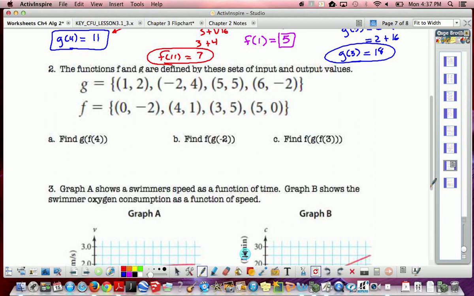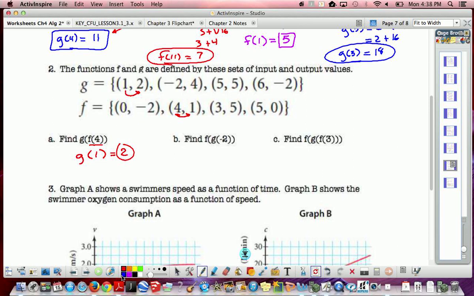All right, number 2, these functions f and g are defined by these sets of input and output values. So this is where we get to use the points to try to figure out our end result. This becomes a lot of fun. I kind of like this one. So first of all, I need to figure out what f of 4 is. So I go along here. When x is 4, f of 4 is 1. So I'm going to replace the f of 4 with 1. So now I'm really just looking for g of 1. Well, g of 1 is equal to 2. So I got my answer.